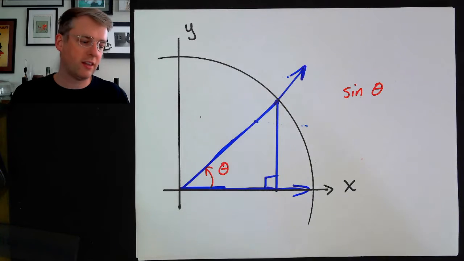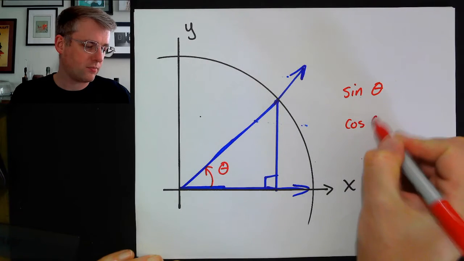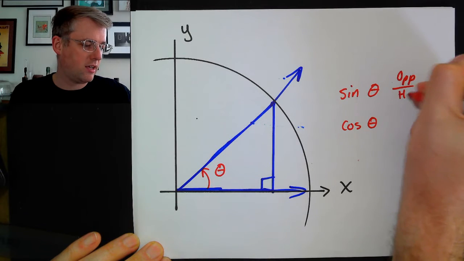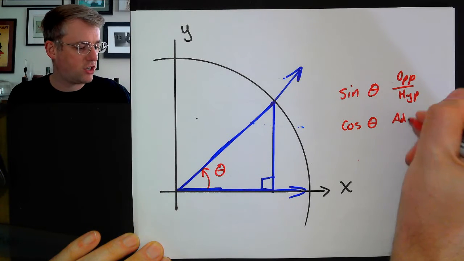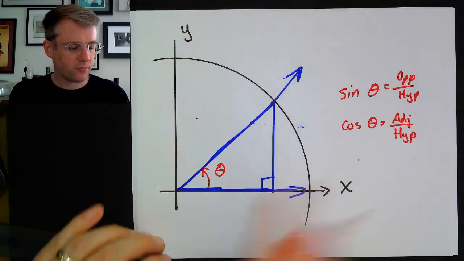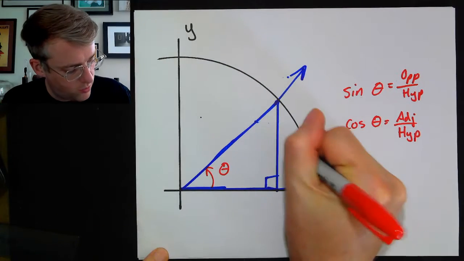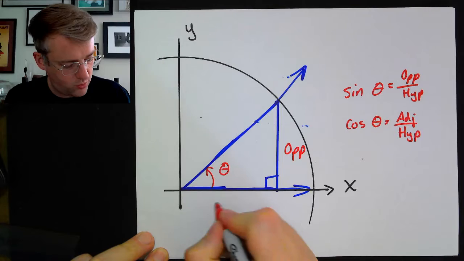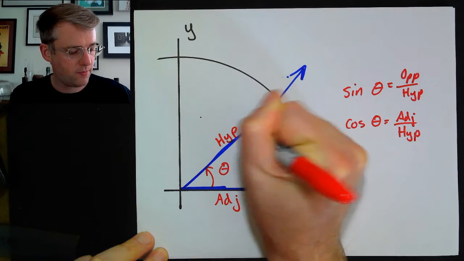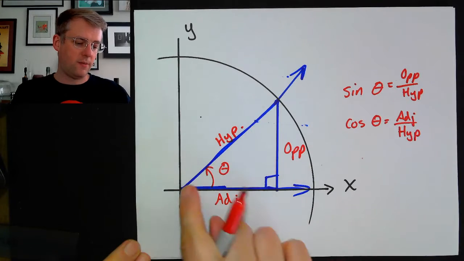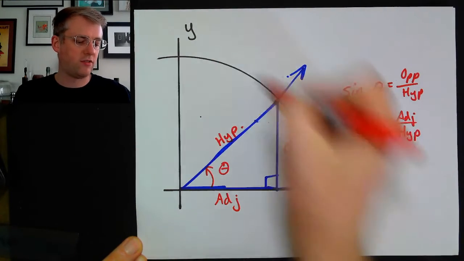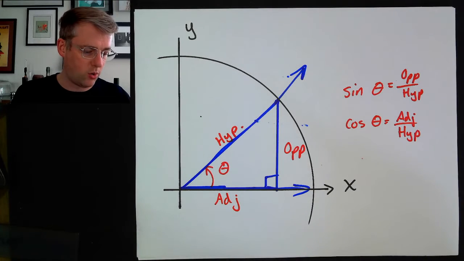So we can find the sine and cosine if we know the opposite and the hypotenuse lengths and the adjacent and the hypotenuse lengths. So let's label that on this triangle. This would be the opposite side, this would be the adjacent side, and this is the hypotenuse. Now the hypotenuse here is also the radius of this circle that I've drawn. That's going to be important as we go on.